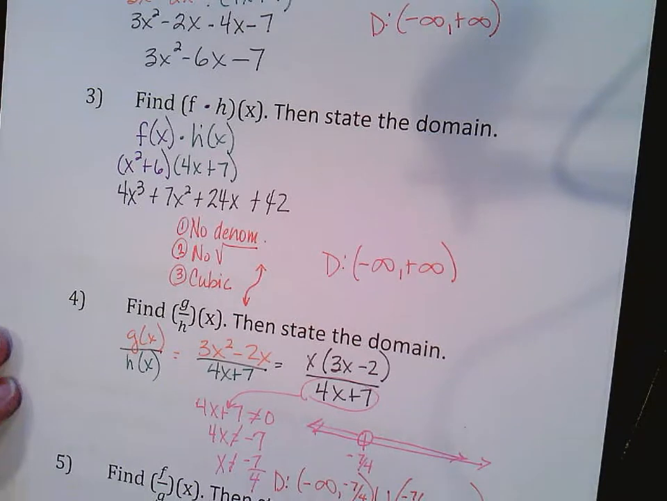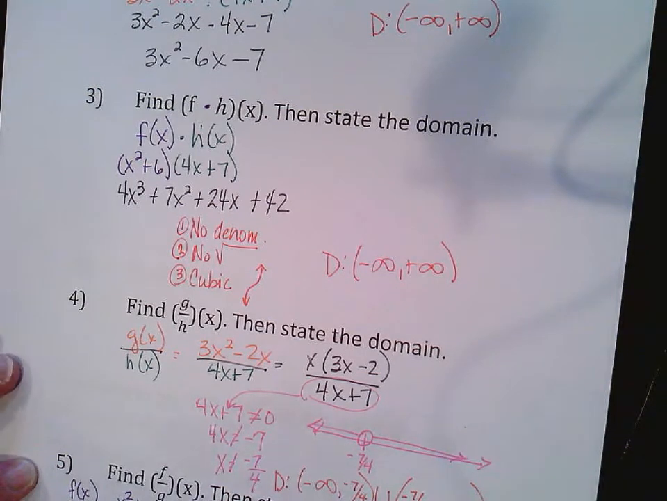All right, next one. This is another division one. We're going to take f of x, and we're going to divide that by g of x. F of x is x squared plus 6.